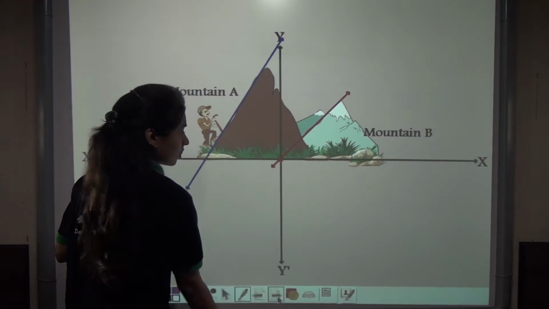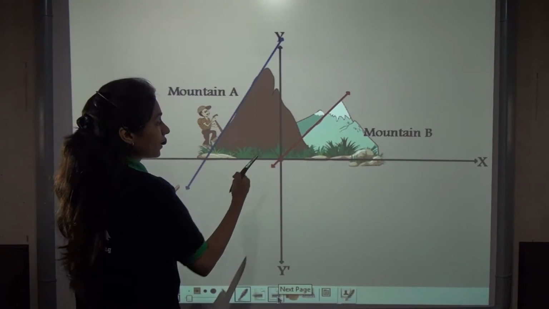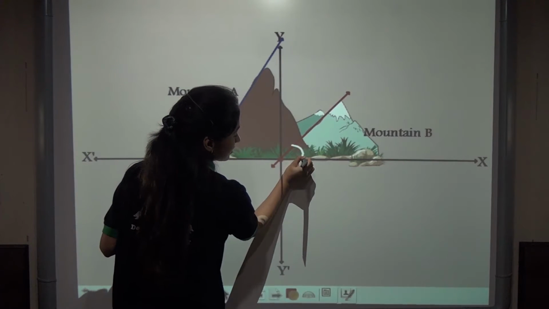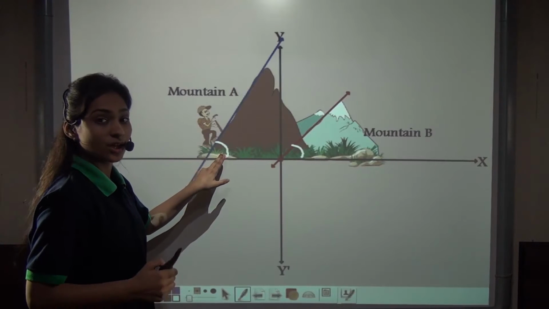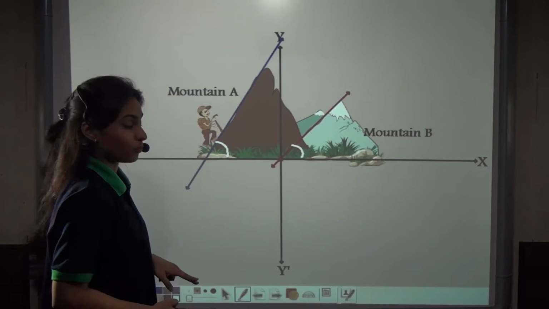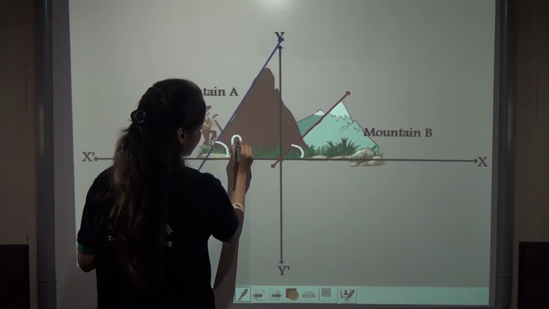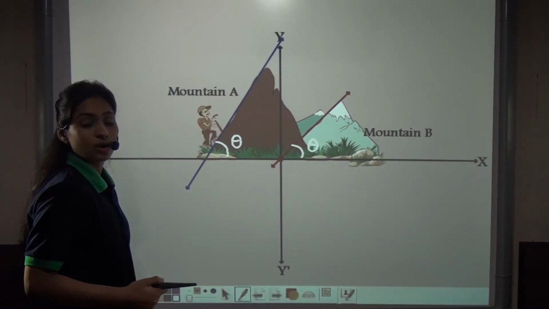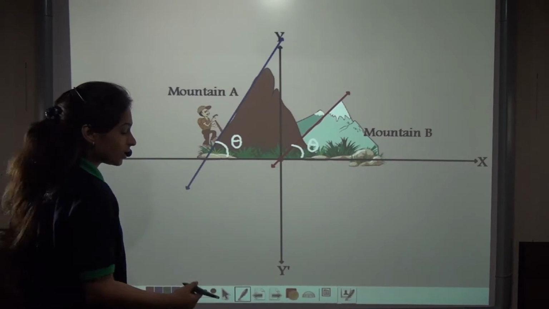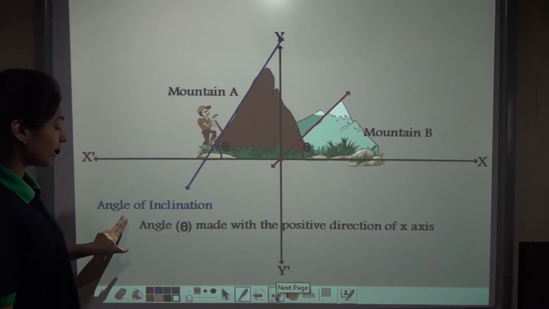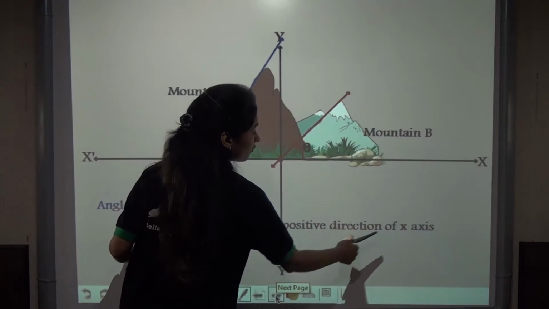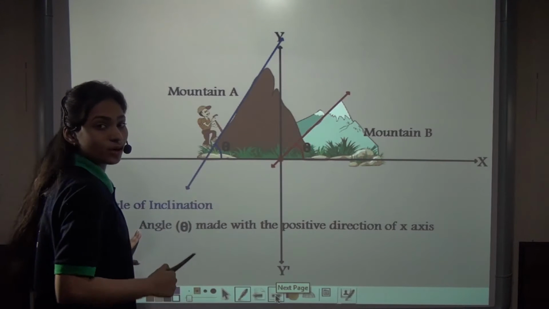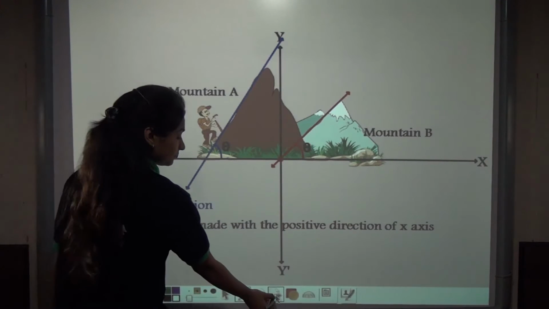Let's see. Now we can see that these two oblique lines, they are forming an angle with the positive direction of the x-axis. Now this angle is actually what will help us to find the slope. Let us name this angle, say, as theta. Now this theta is called angle of inclination. What is angle of inclination? The angle of inclination is made with the positive direction of x-axis. So any oblique line will make an angle of inclination with the positive direction of x-axis.